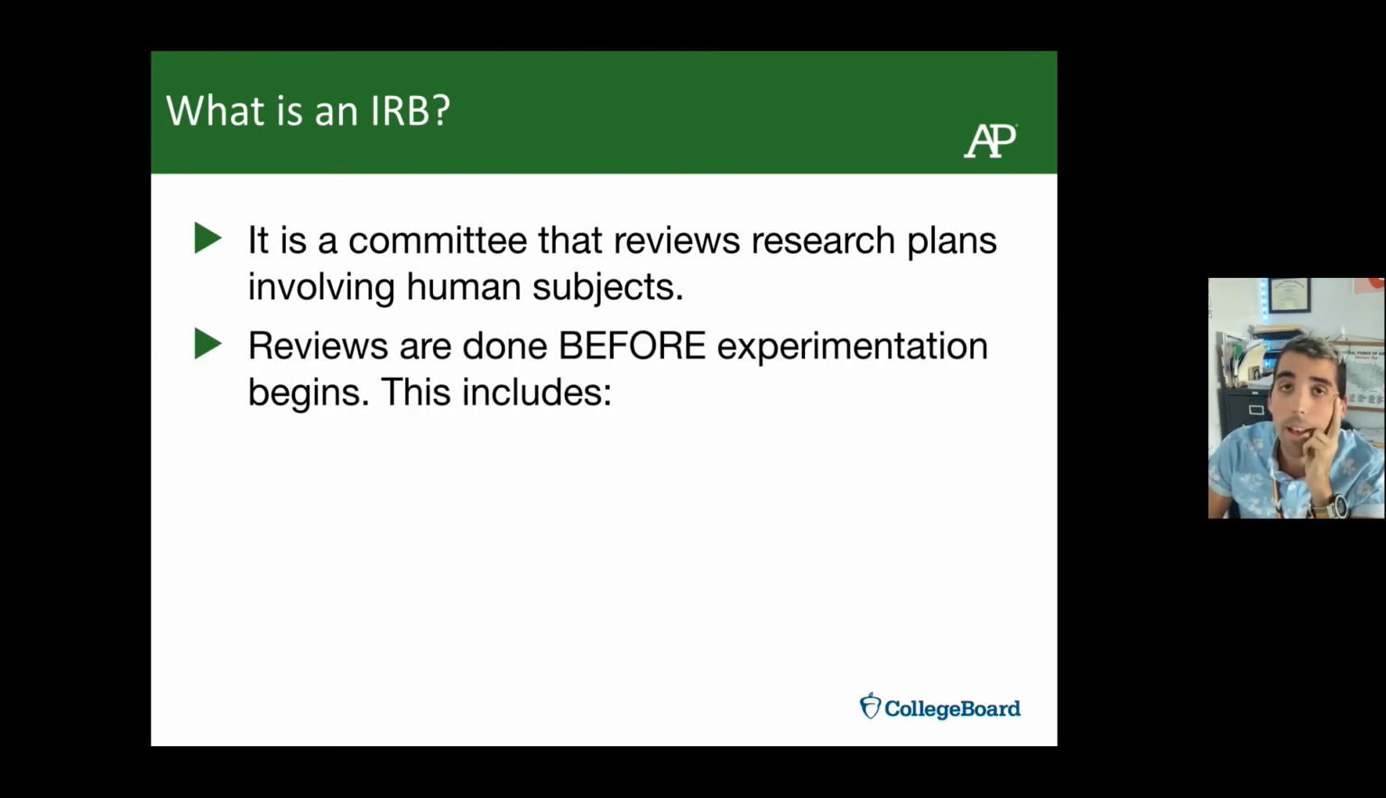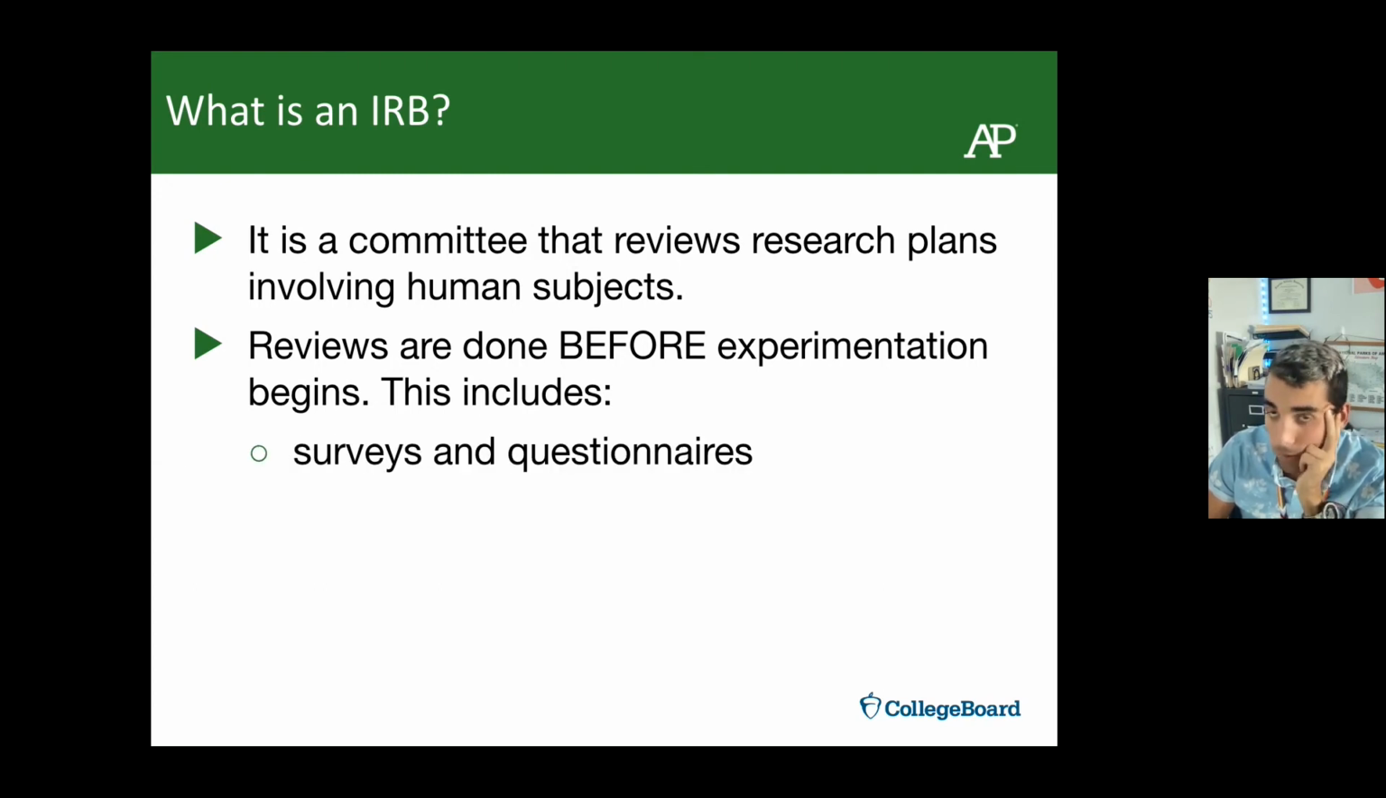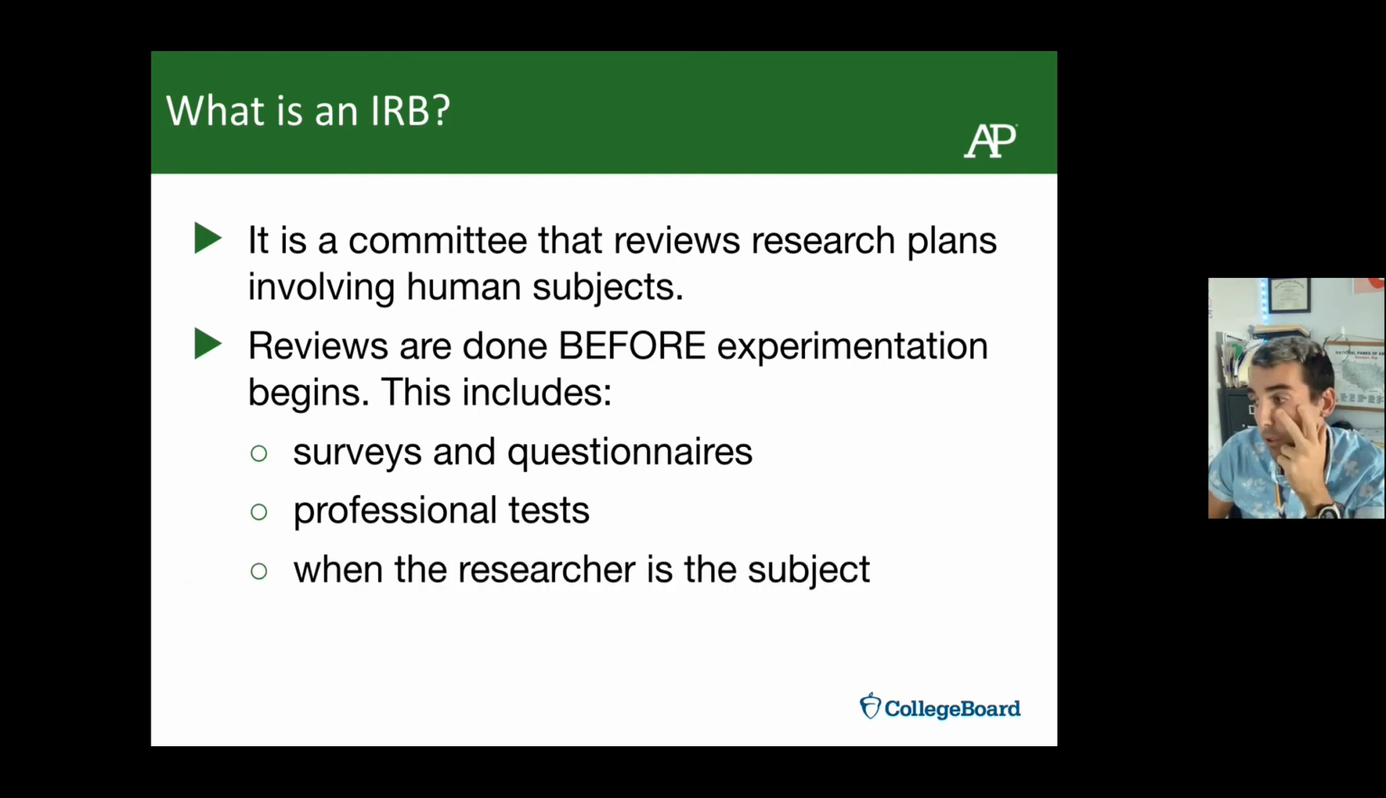They're an informed committee that has knowledge of what is acceptable and unacceptable. At least one member has been approved to serve on the IRB, as in they've received a certification from a higher body on what it means to do ethical research. The reviews are done before experimentation begins, so we're not getting permission after we've done it, and we're not seeking permission after we found our results. No, this is before you even start the experimental process. That includes surveys and questionnaires, professional tests, when the research is the subject.